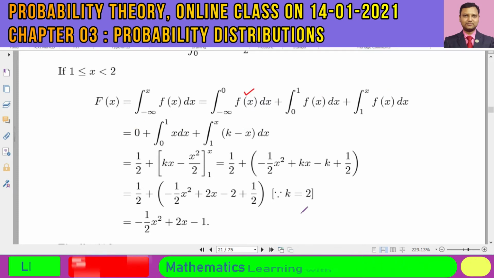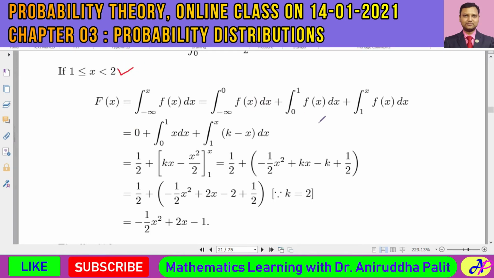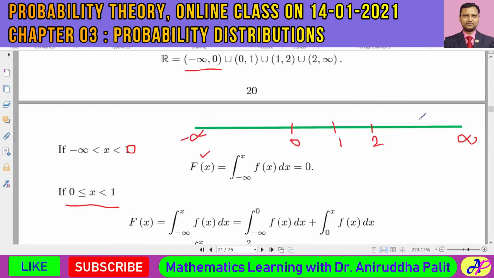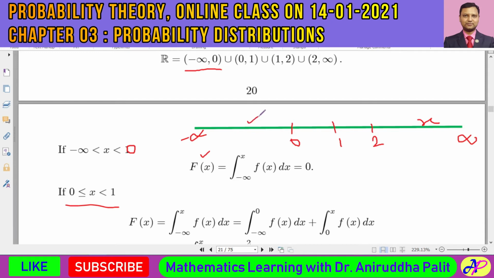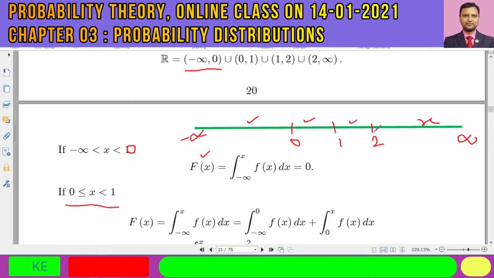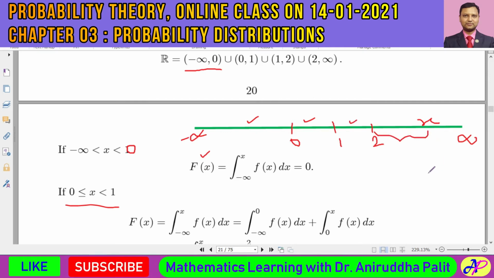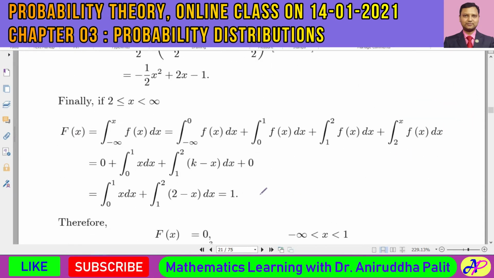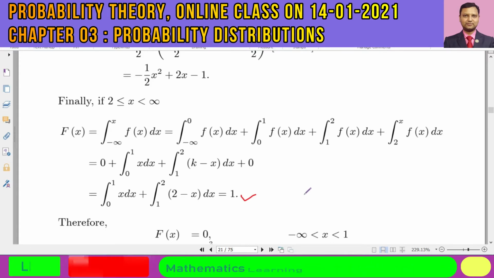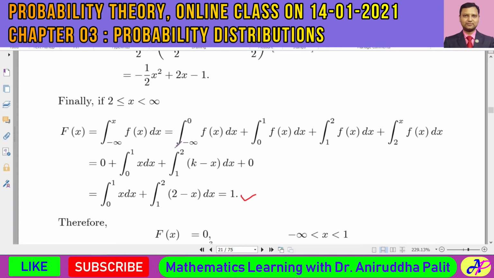In this way you find the value of F(x) in the segment 1 to 2. In the last segment, when x lies in this zone, it should be decomposed into four portions: from minus infinity to 0, then from 0 to 1, then from 1 to 2, and the fourth portion from 2 to x. Whenever x is greater than 2, you will ultimately find F(x) is equal to 1, but that has to be shown by computing this integration.